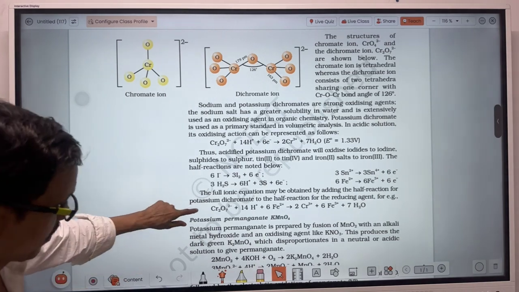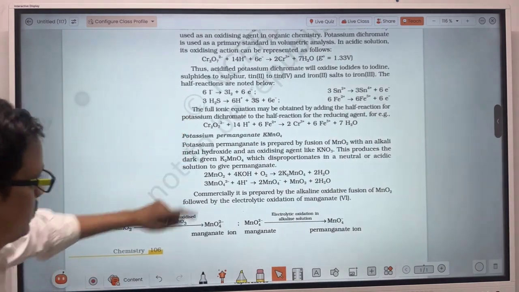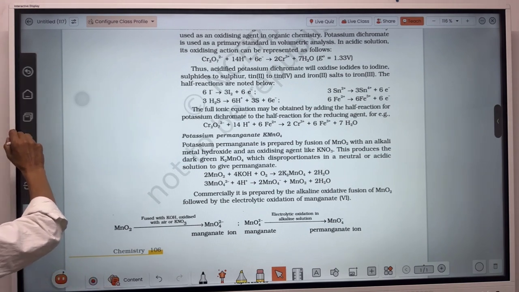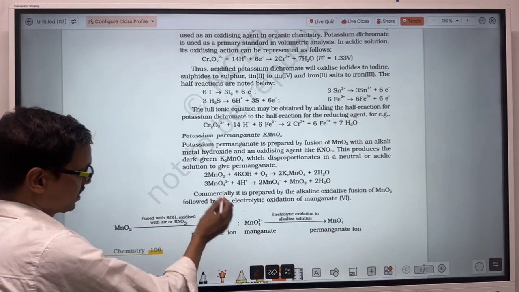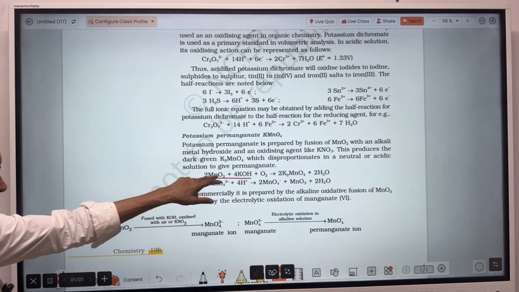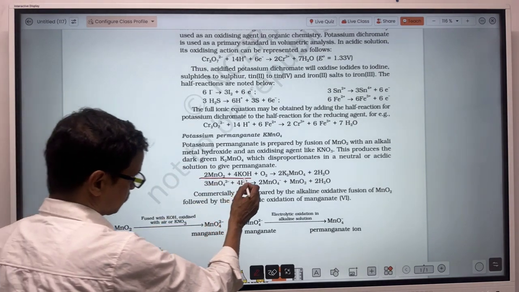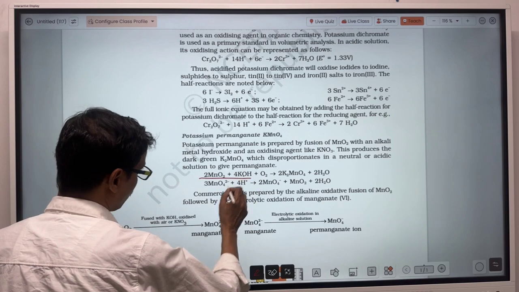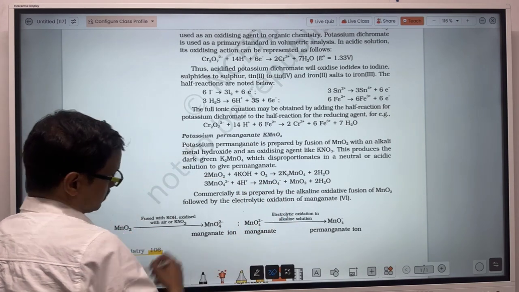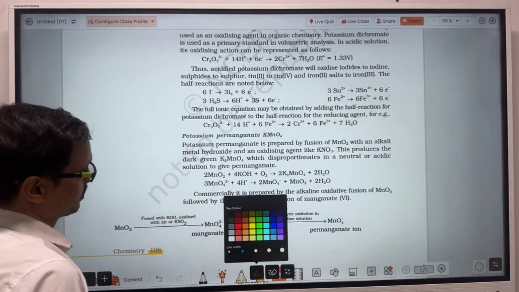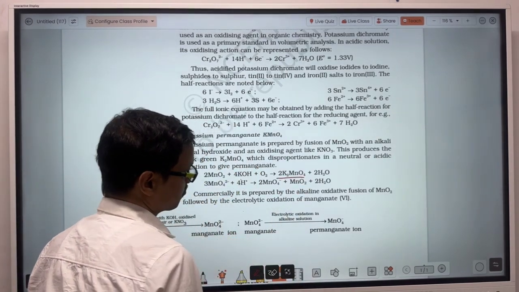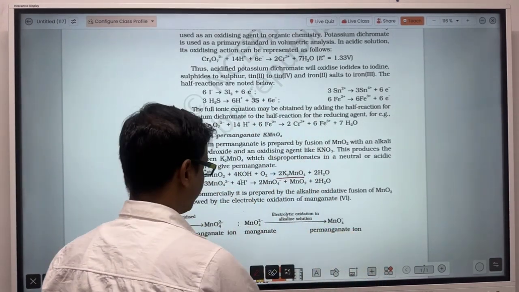Let's see, then after this is potassium permanganate. How is it prepared? Firstly, alkali is passed through MnO2 to prepare KMnO4. MnO2 is taken with KOH or NaOH, either one. That KOH or NaOH will react with MnO2 in the presence of oxygen. There will be formation of potassium manganate.